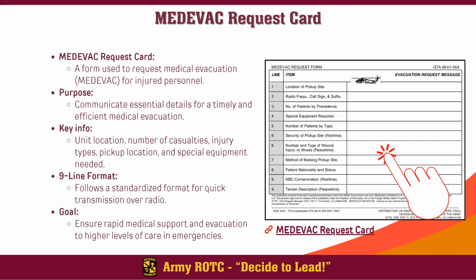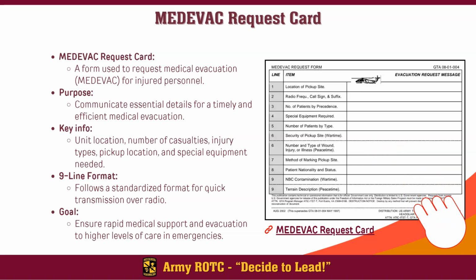The key info that we need for this, we always say the first 5 lines are the most important. First 6 lines, you need to know the unit location, the number of casualties, what types of injuries they have, the pickup location, so you're going to do casualty movement from your site to the pickup location, and any special equipment that bird needs to have on it.